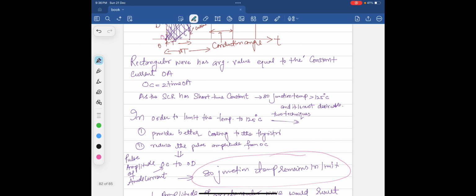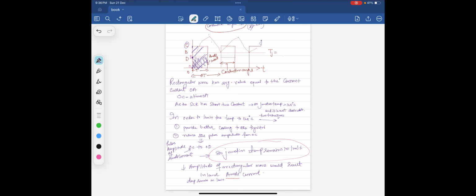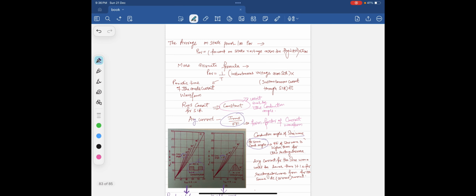When we reduce the amplitude, the junction temperature remains within the limit. A decrease in the amplitude of the rectangular waveform would result in a lower anode current. So the temperature remains within the limit, and our device won't get damaged.